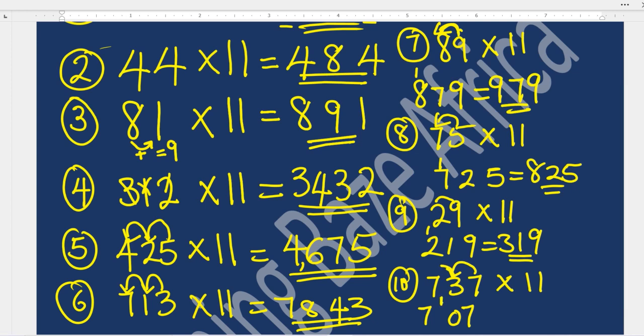Then 3 plus the next 7 on the left is 10. 10 plus the 1 that you carried, that is 11. Write 1, carry 1 over on 7 on the left. So we're going to add the 1 that we carried to 7. 1 plus 7, that is 8. So that is 8,107. So 737 times 11 is equal to 8,107. So this is the first part of the class.